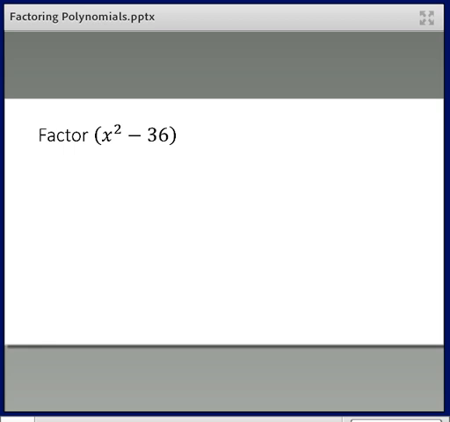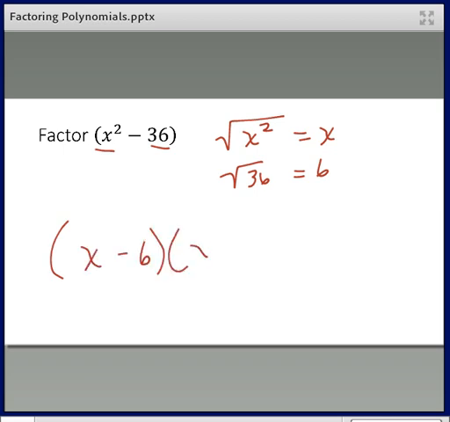So now here's an example. I think the example kind of explains it better than the explanation. So first, check, make sure these are perfect squares. X squared is a perfect square, so is 36. So I'm going to find the square root of both things. Square root of x squared is x. Square root of 36 is 6. And so just write the factors. X minus 6, x plus 6.